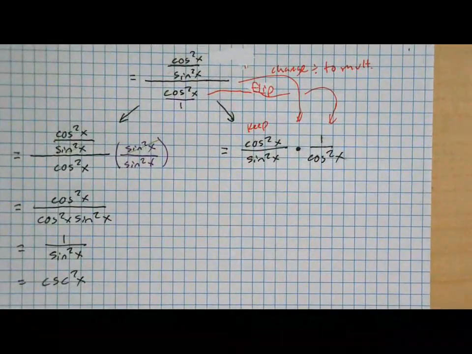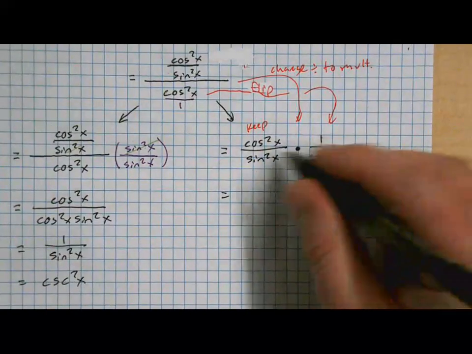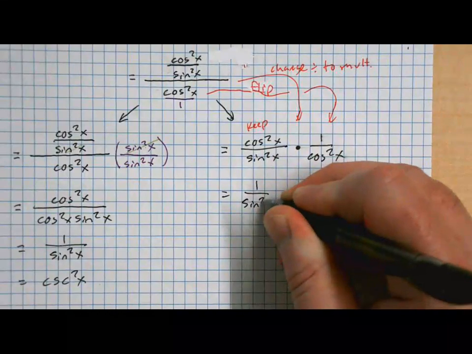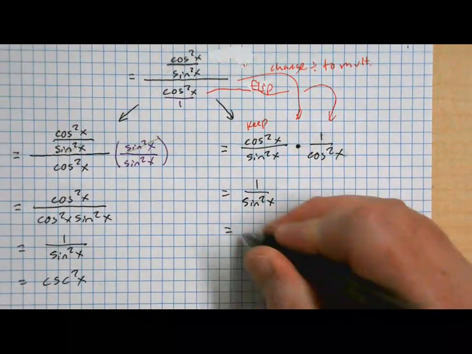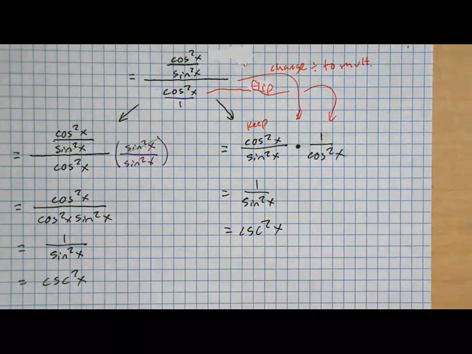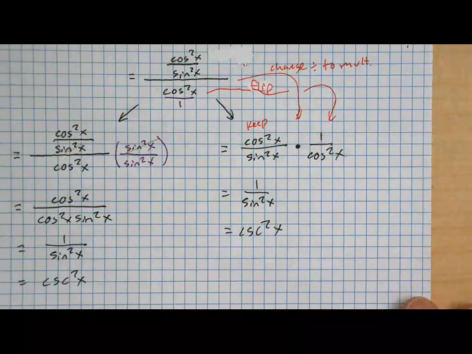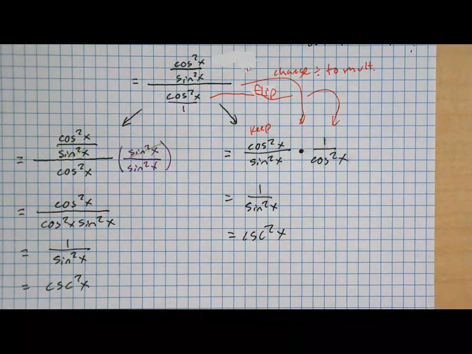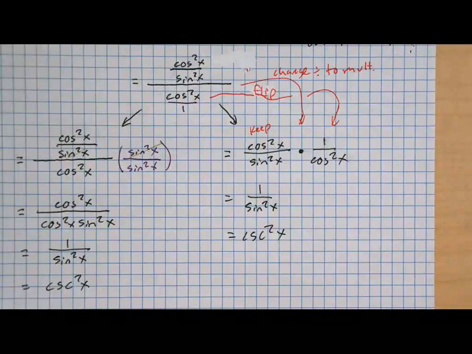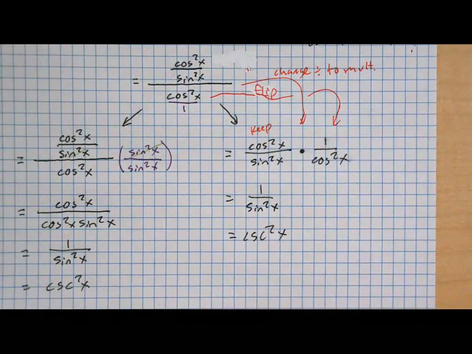And then we can see some stuff kind of canceling out here, cosine squared and cosine squared, and that leaves us with 1 over sine squared, which is cosecant squared x. So it gets us there a little bit quicker. They're both great. Whatever one is most familiar to you when you're dealing with compound fractions, either keep, change, flip, or multiply by a fancy one to get rid of your denominators.